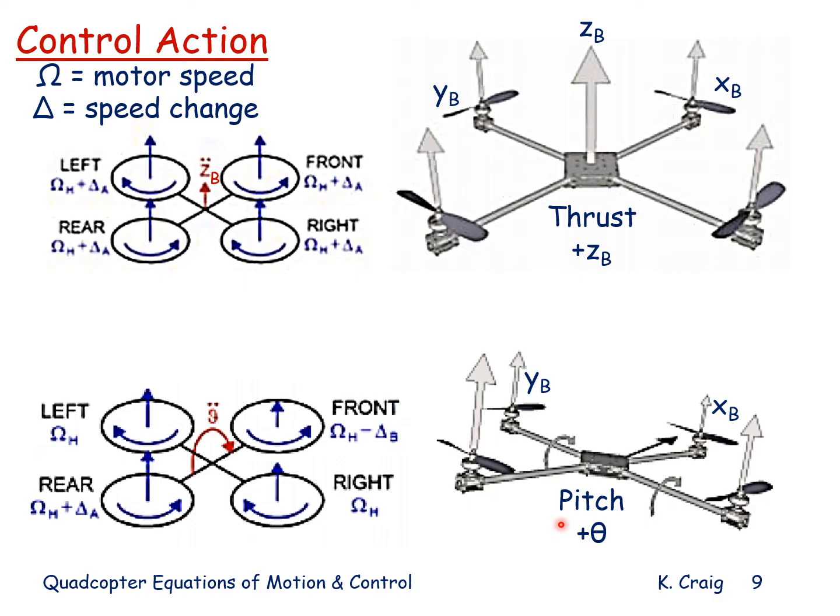When we change the pitch, though, the quadcopter will move then in the positive x direction, the positive x direction of the body fixed reference frame, x sub b. So when we control pitch, we control the orientation of the drone, its pitch angle, but we also then control the motion of the drone in its positive x direction.